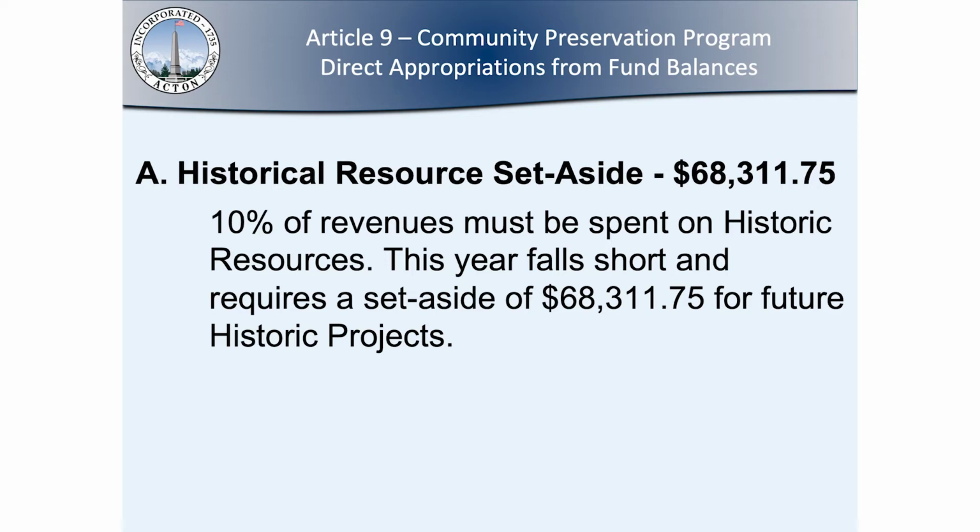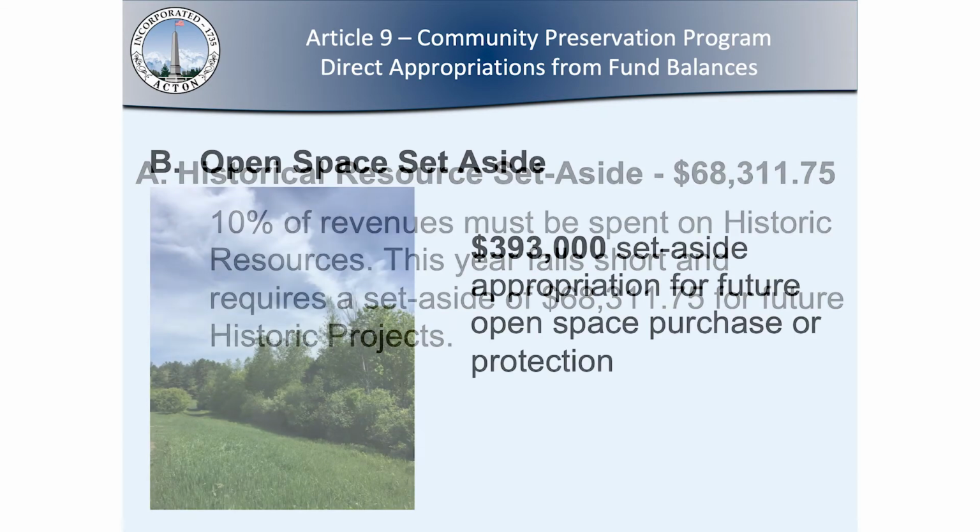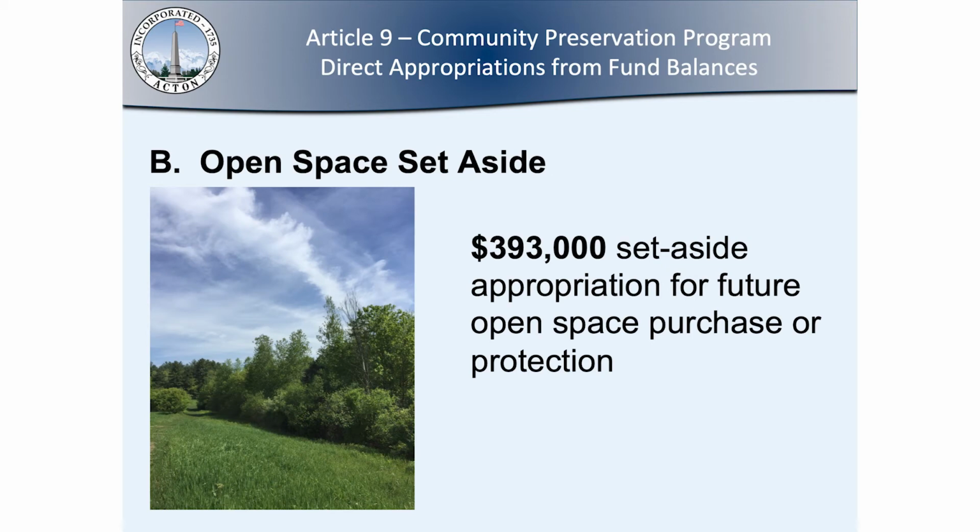Article A is a historical set aside, which is for $68,311.75. This represents bringing the total allocated to the 10% statutory requirement. This year we did not have historic resource applications that met the 10% requirement, so the difference is being set aside. B is for the Open Space Set Aside Fund. We're recommending setting aside $393,000 for future open space purchase and protection.